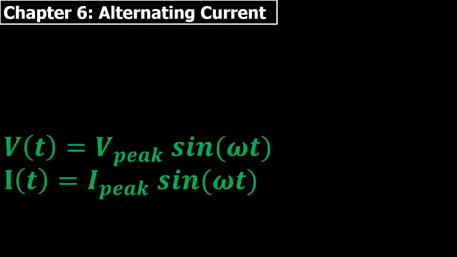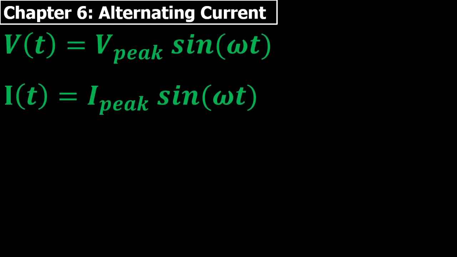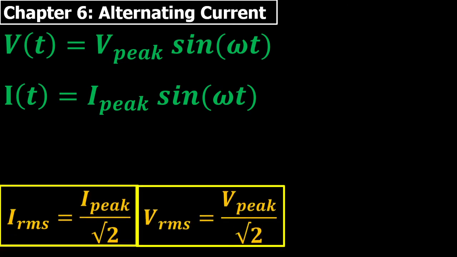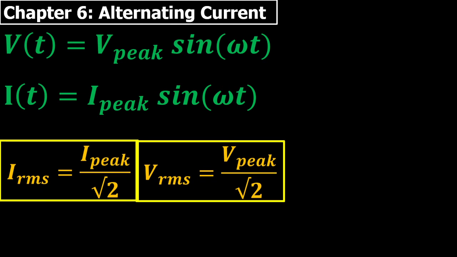In summary, when you go from DC to AC, you have to change your voltage and current into functions of time. Number 2, you have to talk about root mean square voltage and root mean square current, because those are going to help you with this idea of power.